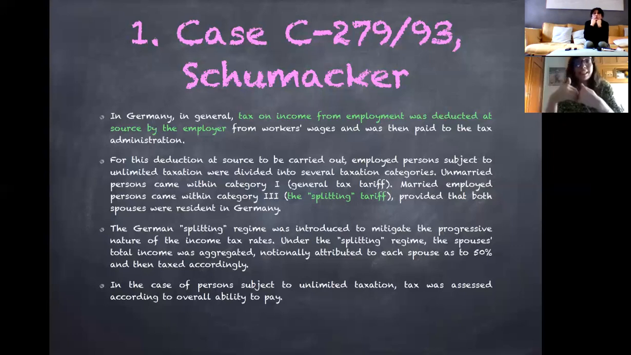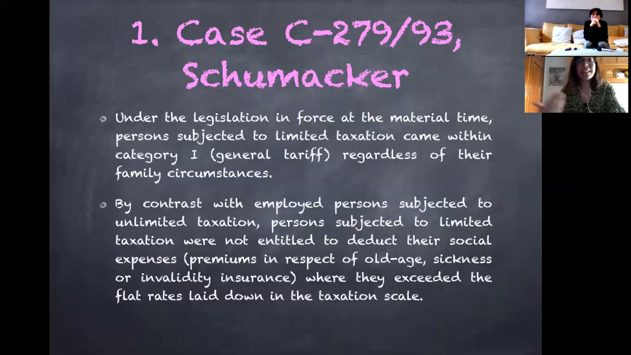The German state sums the income of each part of the couple and later divides it into two equal parts, to reduce, as we have said, the effect of progressive taxation. The problem was that this category 3 wasn't available for those that were not resident in Germany. So it was just applicable for residents in this country.